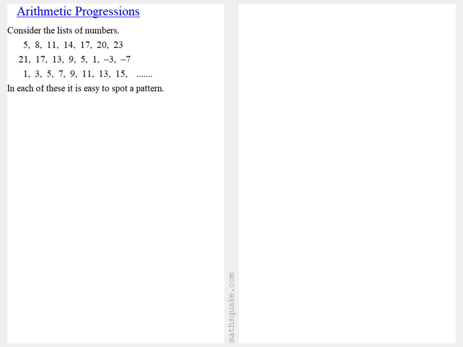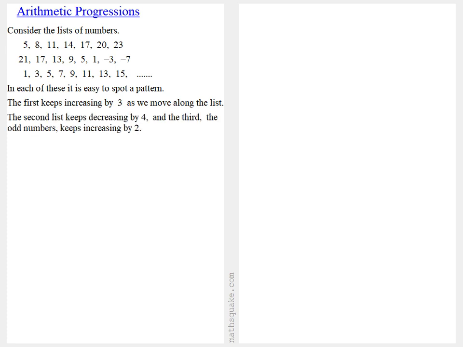In each of these lists, it's easy to spot a pattern. The first sequence keeps increasing by 3 as we move along the list. The second list keeps decreasing by 4. And the third list, that's the odd numbers, keeps increasing by 2. These are all examples of what we call arithmetic progressions. Well, let's just introduce some notation.